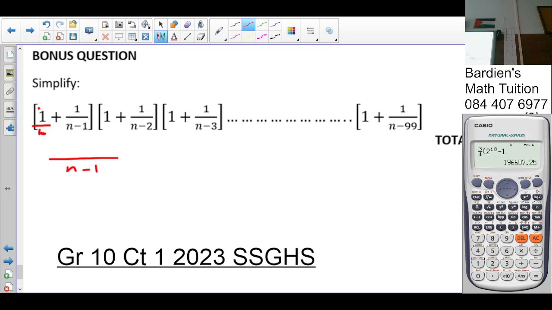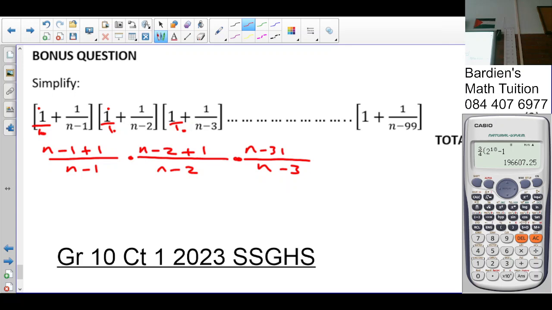So the numerator the same. So it's n minus 1 plus 1 times. Remember, brackets stand for multiplication. What's your LCM in your second bracket? n minus 2. We will multiply that by n minus 2. The numerator also by n minus 2. So n minus 2 plus 1. The third one, what's your LCM here? n minus 3, so that is over 1, that must be multiplied by n minus 3 plus 1, and so on. So the last term being n minus 99 as your LCM, so it's n minus 99 plus 1.